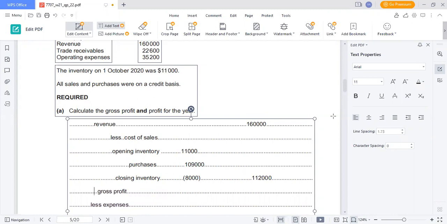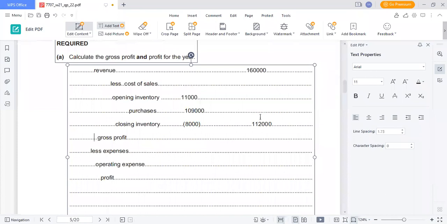Okay. So we have 160,000 minus 112,000. That will give us the gross profit of 48,000. Then we have less expenses. Operating expenses are 35,200. So that will give us profit for the year of 12,800.